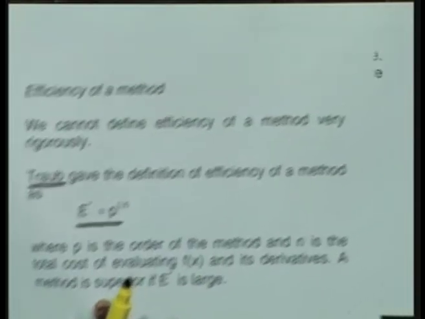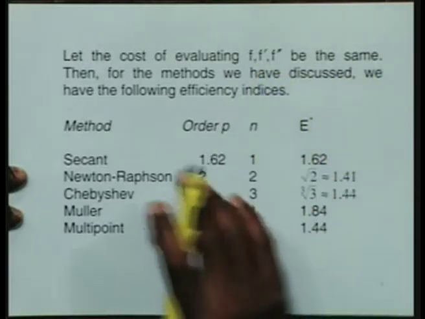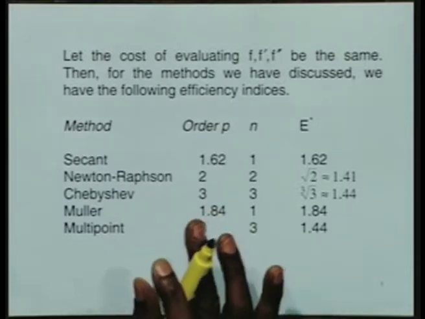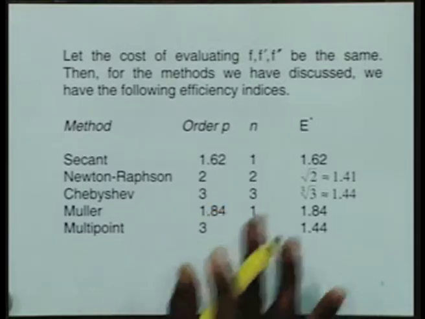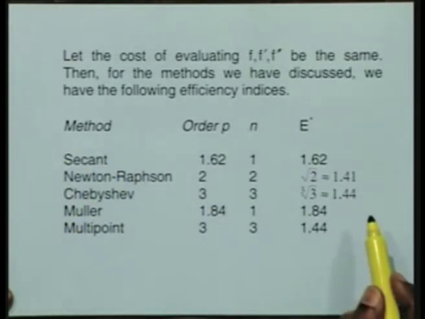Now let us just put in a tabular form what we have done so far in the methods. So we shall assume that the cost of evaluating f, f dash, f double dash are the same. That means the computational cost of derivative evaluation, second derivative evaluation and function evaluation is the same. Then we have this particular table of values.